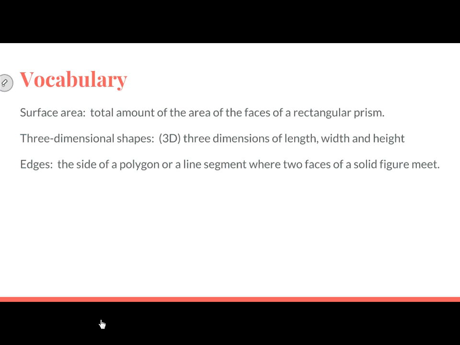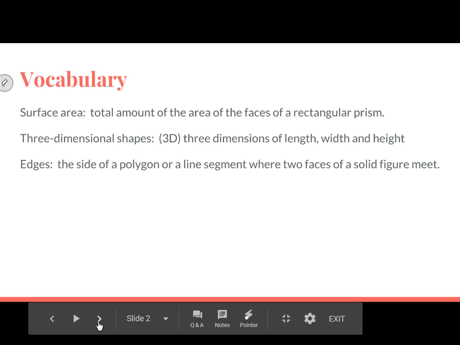Three-dimensional shapes are 3D, three dimensions of length, width, and height. Those are the three things that we're really going to be focusing on. And the edges: the side of a polygon or line segment where two faces of a solid figure meet. We use our edges to find our surface area, and I'll review that with you here in just a minute.